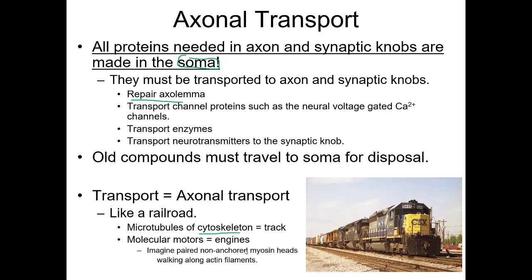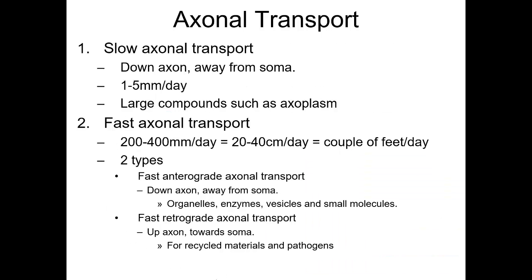So let's look at the 2 ways that axonal transport takes place. There are 2 mechanisms for axonal transport: the slow axonal transport versus the fast axonal transport. So slow axonal transport is only reserved for large compounds such as the axoplasm. So it's basically for routine maintenance items. So axoplasm, which is the cytoplasm inside of the axon. So it's for routine maintenance.